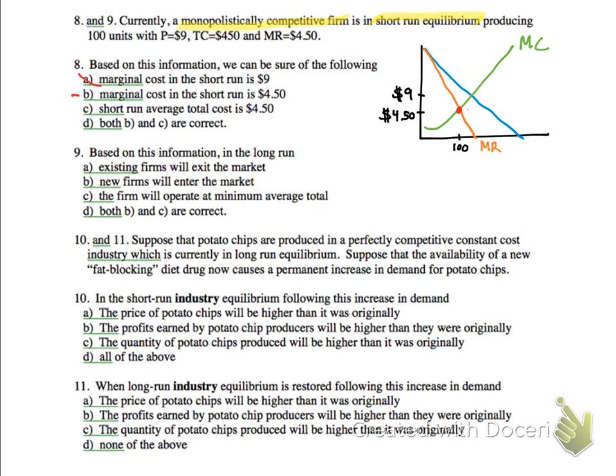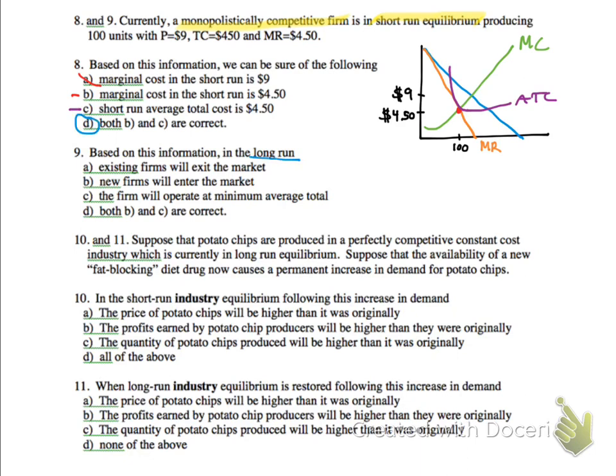But let's look at the next part. The short run average total cost is $4.50. If that were true, that means the average total cost would look a little something like that. And it says it's at $4.50. So let's look at that. That would be true for the short run since it's intersecting at $4.50. The short run average total cost will be at $4.50. So that means our answer is D, both B and C.